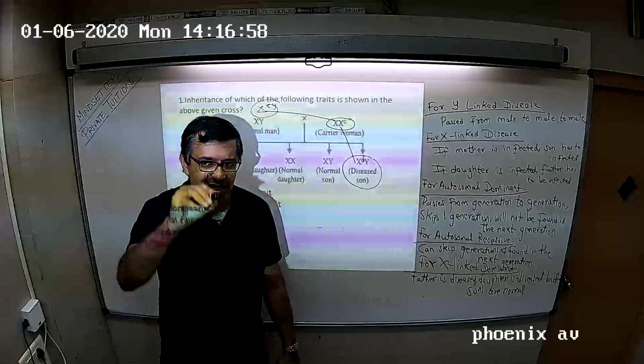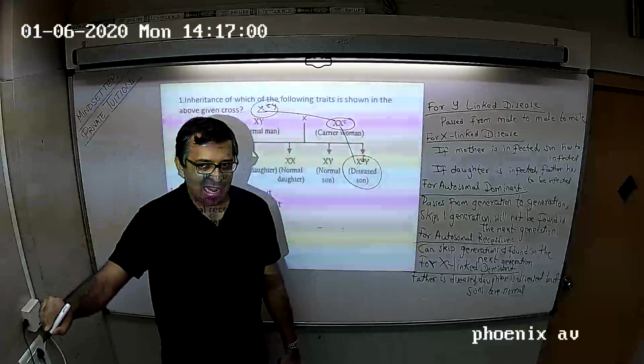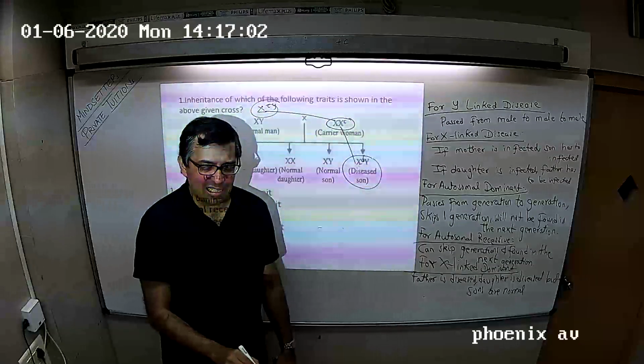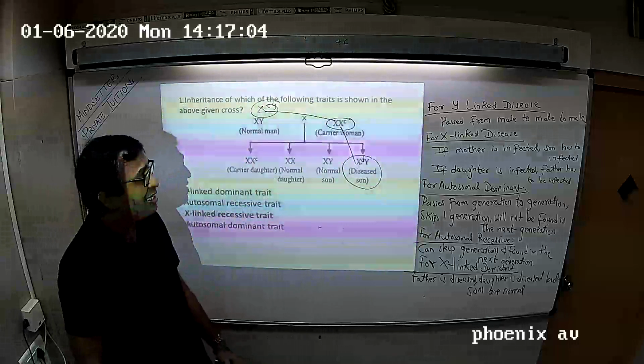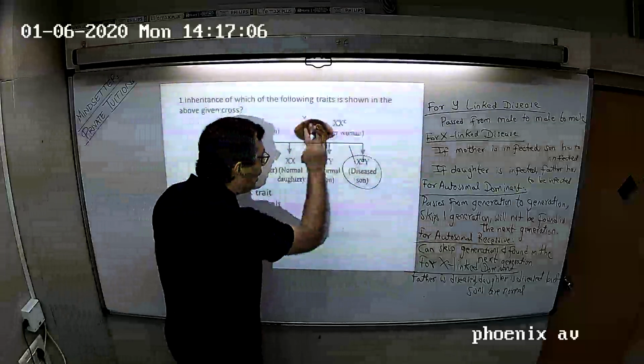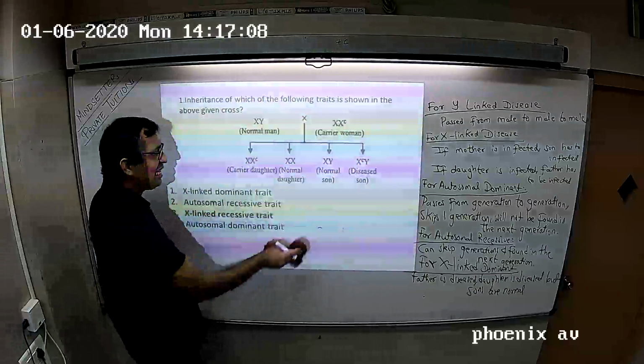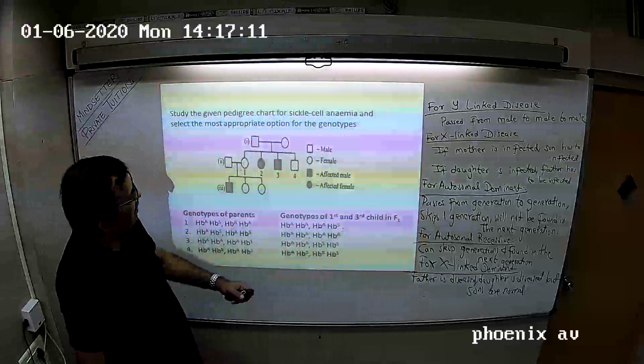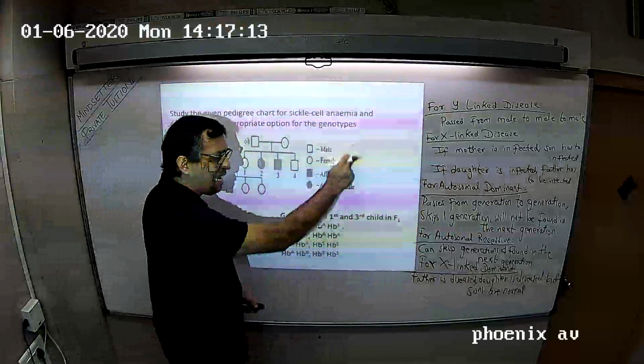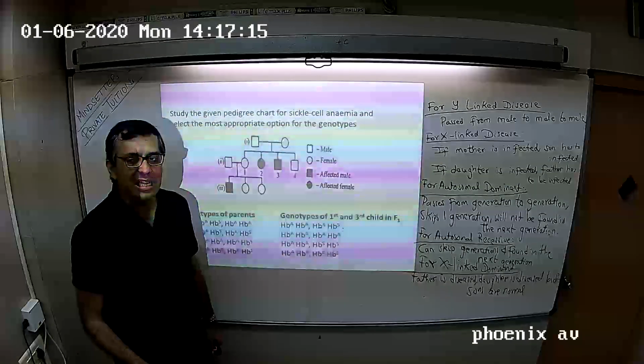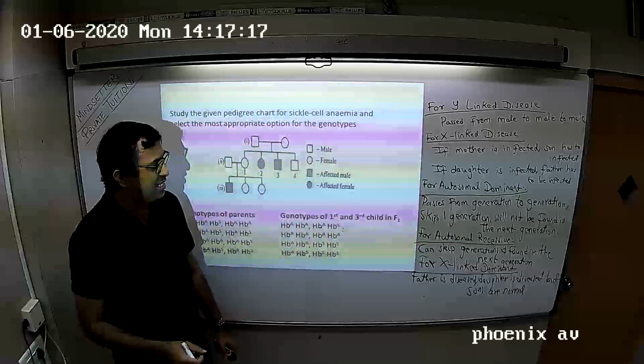Criss-cross inheritance from color blind father to carrier daughter to color blind grandson. This is an example of criss-cross inheritance. So this is X-linked recessive disorder. And this is a pedigree chart for sickle cell anemia. We already know sickle cell anemia is an autosomal recessive disorder.